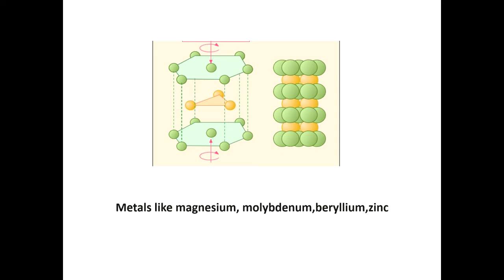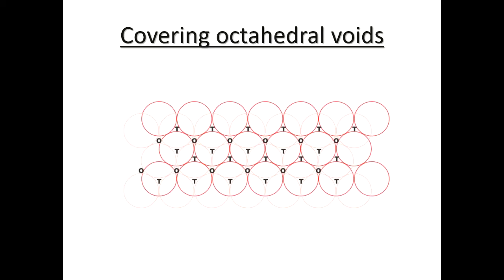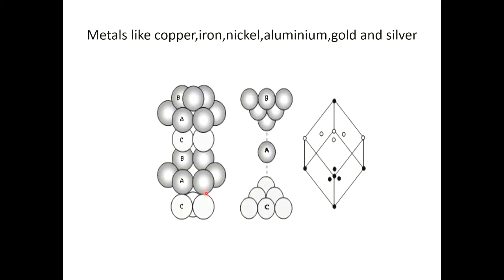Second is covering octahedral voids. When tetrahedral voids are covered, the first layer and third layer are the same. But when octahedral voids are covered, the first, second and third layers are all different. The first layer is A, the second layer B and the third layer is C. So its pattern is ABC. That way, this is A, B and C.